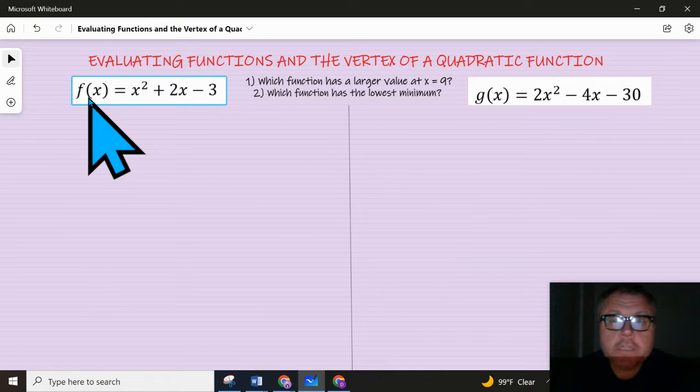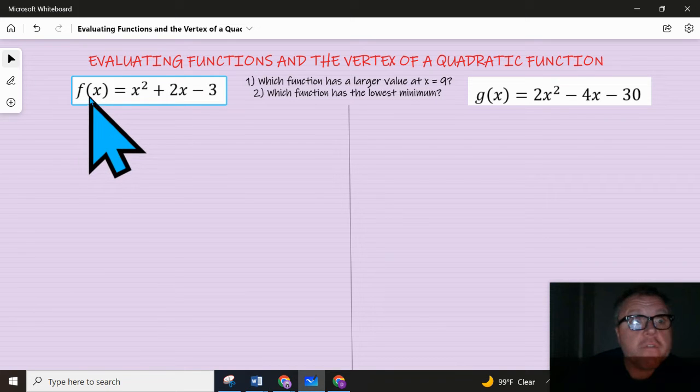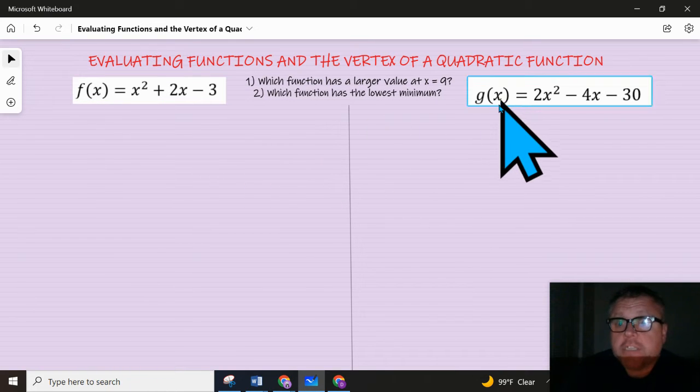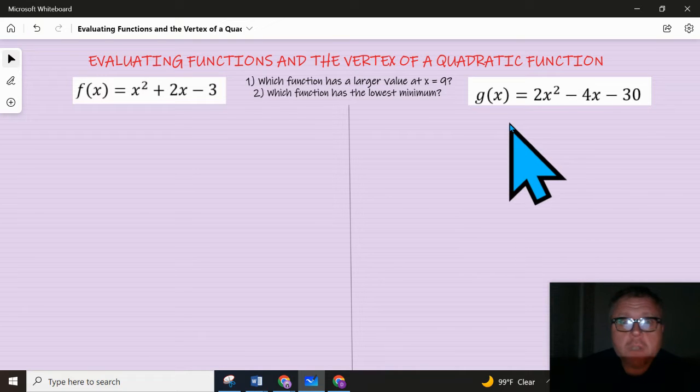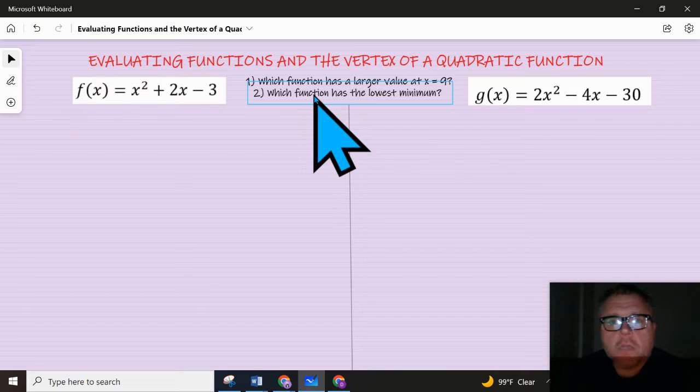Okay, and if you don't know, you know now. F of x, or this part right here that I'm swirling over with my mouse, that is y. So f of x is y, the letter y, and g of x too. That's y. Okay, and the second thing we're asked to do, which function has the lowest minimum?